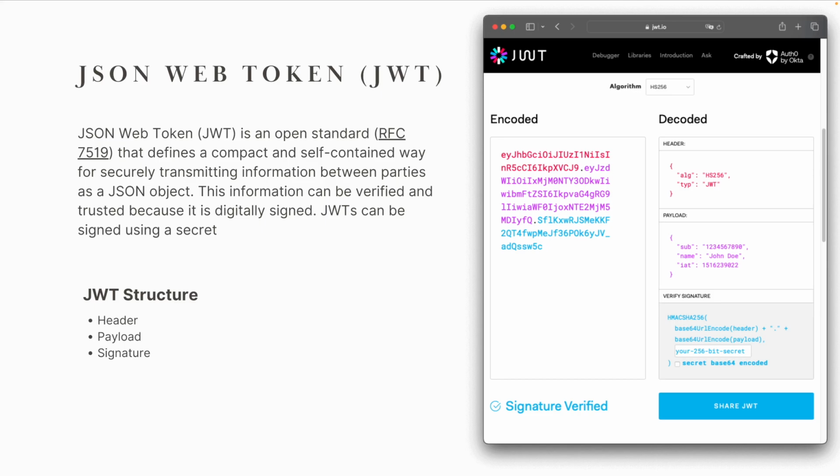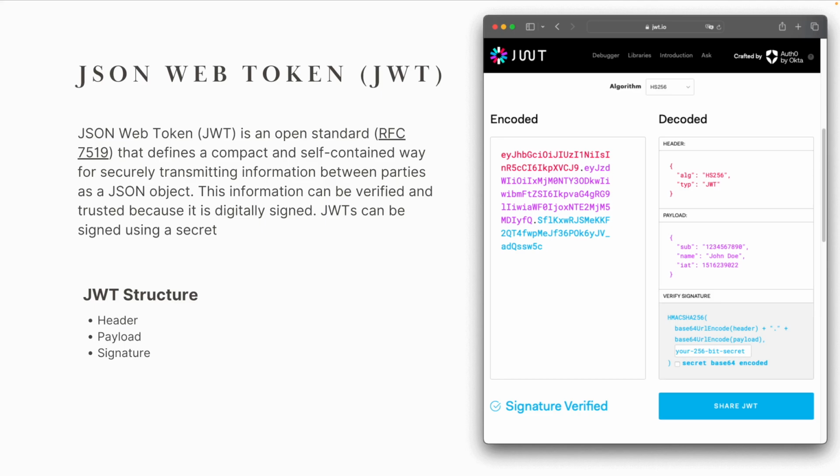The second part of the token is the payload, which contains the claims. Claims are simply statements about the entity, right? So in this case, the entity is going to be the user, right? So that can be the user's name, the user ID, or any other additional data. And there are three types of claims: registered, public, and private claims.